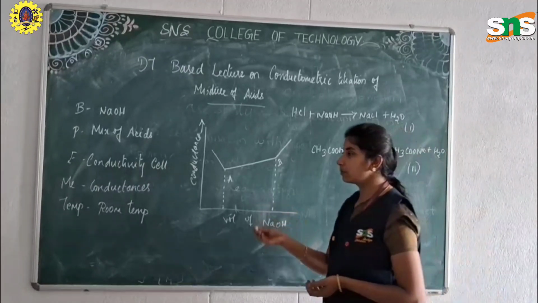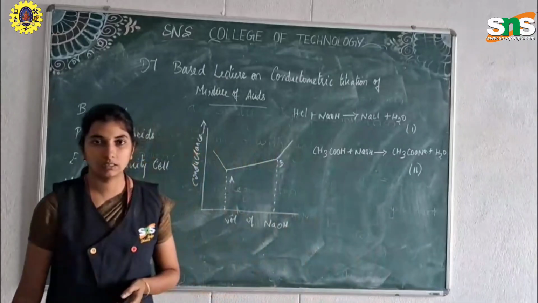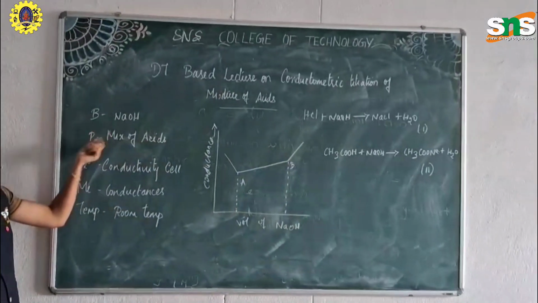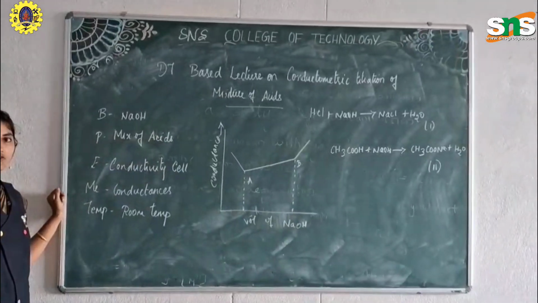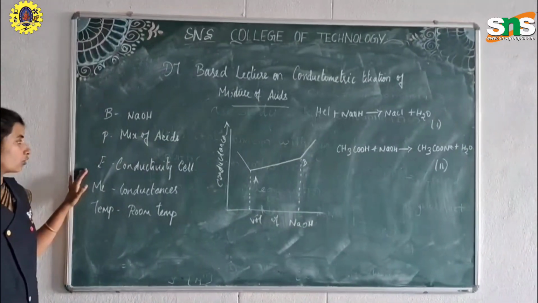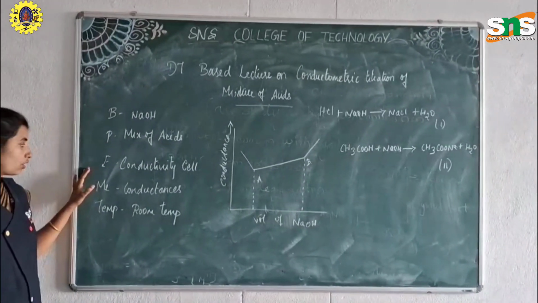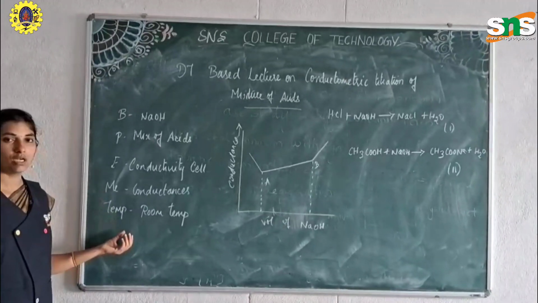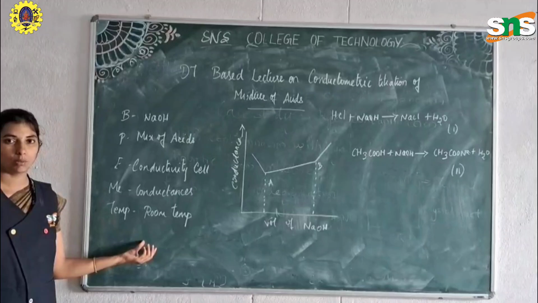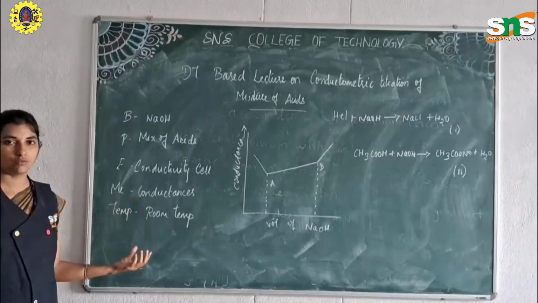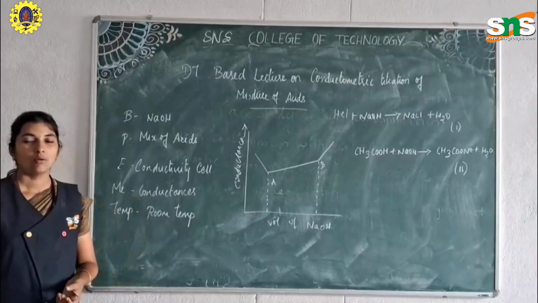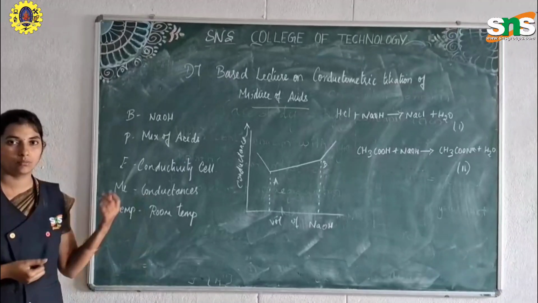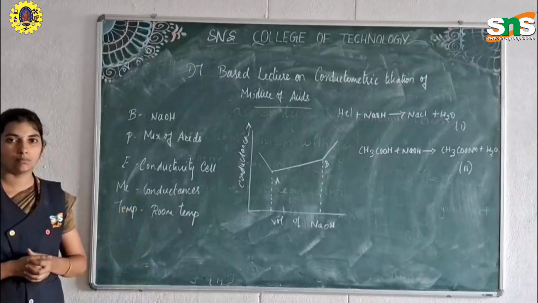Now the experiment can be summarized by this short procedure. We are using a burette solution of sodium hydroxide and a pipette solution of the mixture of acids. The electrode is a conductivity electrode, and the measurements are conductance. The temperature is set to room temperature. This is the short procedure for this experiment.